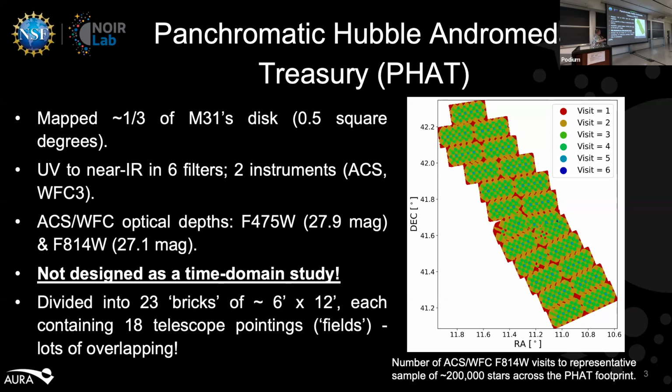In essence, the survey visited each half of these bricks roughly 6 months separated in time. And the overlaps, which are shown by the number of visits, allow us to study variable stars across M31. So, for example, with Roman, this emphasizes that even if we don't do a targeted survey, we can still get valuable information if there are any overlaps across whichever patch of sky, in this case, M31.